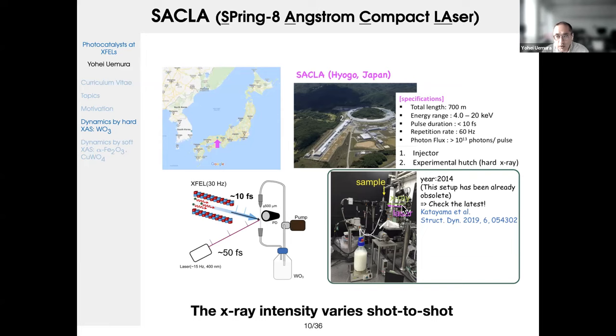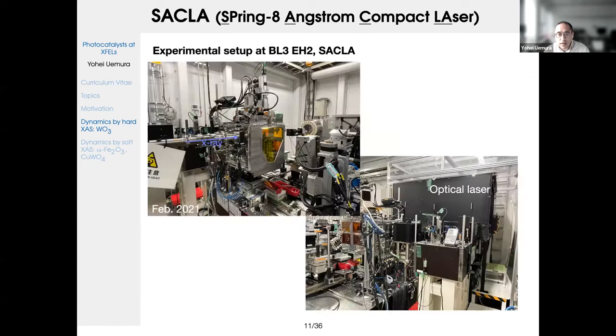This was very simple because our experiment was a very simple setup, and we just needed the cameras, the sample jet, a liquid jet, and the tungsten trioxide sample. The sample was saturated. That was very simple, but because that was the very early stage of the SACLA operation. Nowadays we have a very good integrated system.